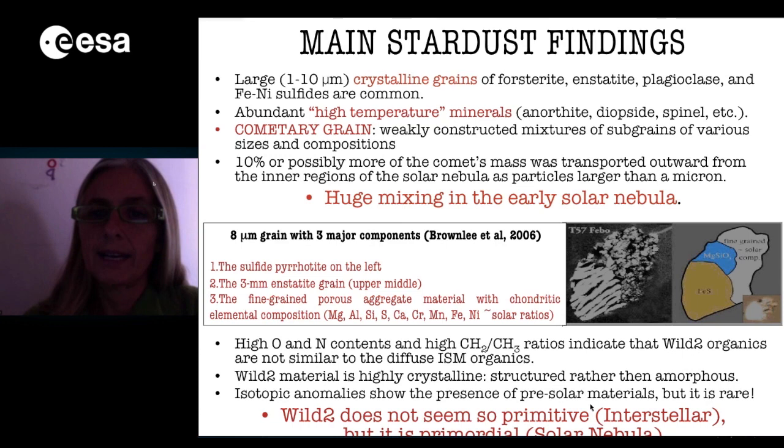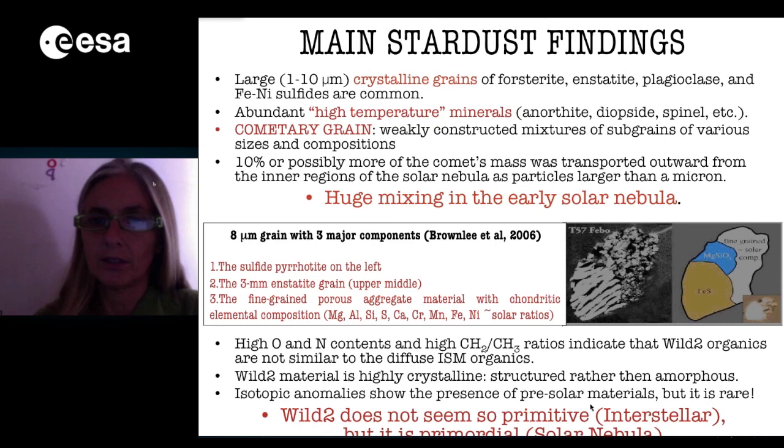So this is a very nice result that improves the study on cometary formation. In fact, finding high temperature minerals means that these minerals formed inside the orbit of Mercury, and then they were somehow ejected outside, to the edge of the solar system, where they aggregated to form the comet. So all this is testifying a huge mixing in the early solar nebula.